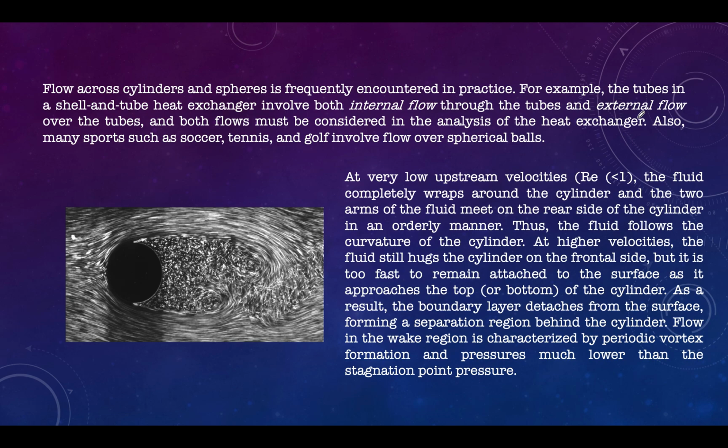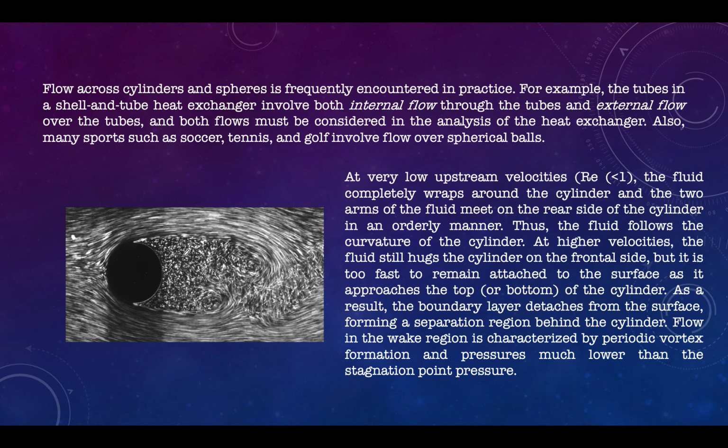Now take a look at this figure. At very low upstream velocity, normally Reynolds number below 1, the fluid completely wraps around the cylinder and the two arms of the fluid meet on the rear side of the cylinder in an orderly manner. So at low velocity, the flow will wrap around this tube. This is a cross section of a tube. The fluid that flows will wrap around the tube, thus the fluid follows the curvature of the cylinder.